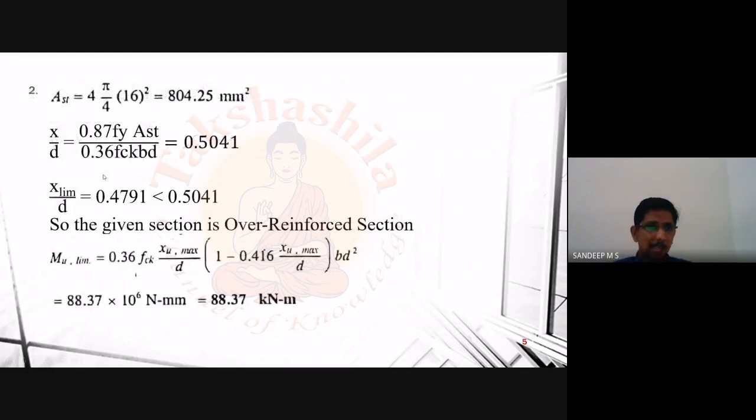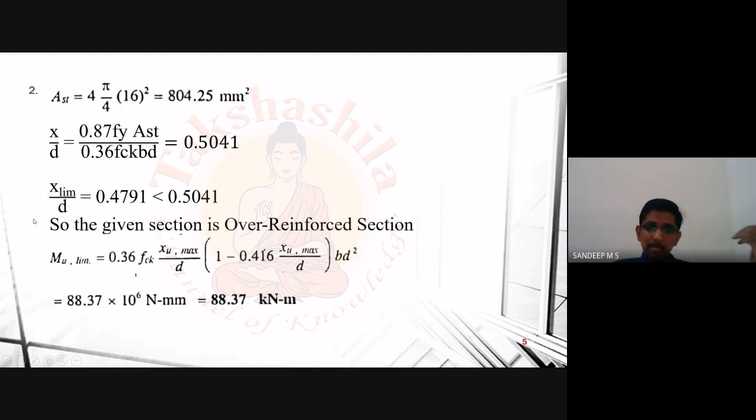So let's see what will happen in this case. Again, I am repeating the procedure. I am just checking the data given in the question. Then I will be calculating the actual neutral axis depth, which is given by the same expression. And in this case, since the AST is different, we can see that the actual neutral axis depth is coming as 0.5041.